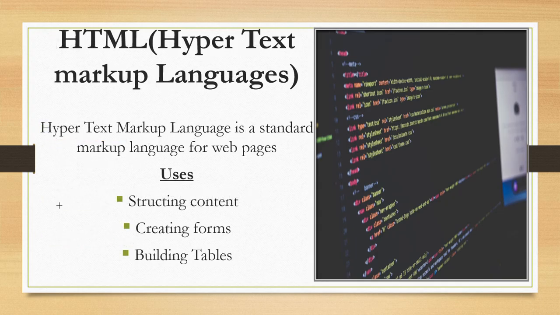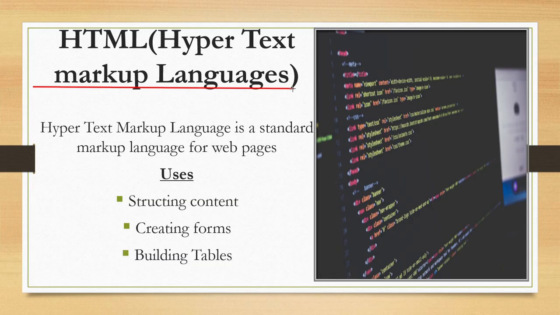So hypertext markup language, we're looking at this now as a topic for us. Hypertext markup language is a standard markup language for web pages. And what are they used for? They're used for structuring content, creating forms, and building tables. Like I said before, if you want to create a website, you would first of all need to write down code. You first of all need to create the structure of the code before you design it. So with the help of HTML, you can structure out your content, what you want your website to contain, what you want to be inside your website, what you want your website to entail.